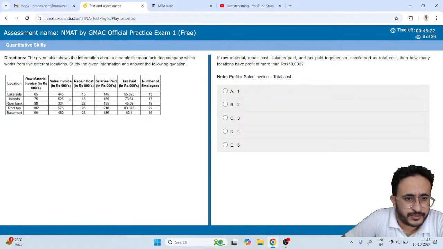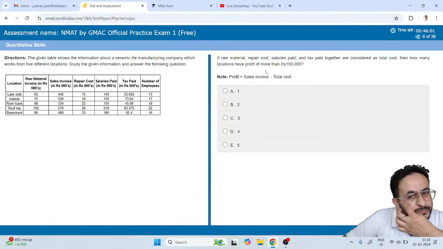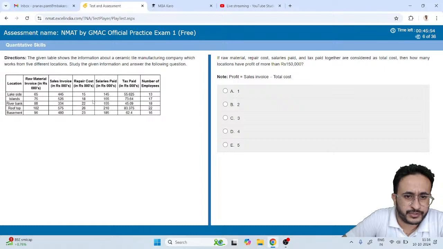Okay, so this is the five locations. It says raw material invoice, sales invoice, repair cost, salaries paid, tax paid, and number of employees. Raw material, repair cost, salary paid, and tax paid together are considered as total cost. So raw materials, repair, salaries, tax. So these are the costs. So sales is the revenue, right? And profit is sales minus invoice, right? How many locations have profit more than 150,000? So if you look at this, first of all, more than 150,000.